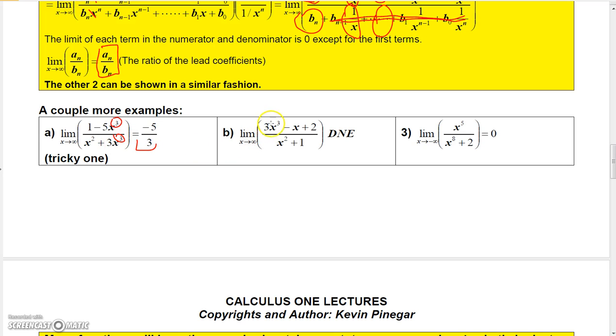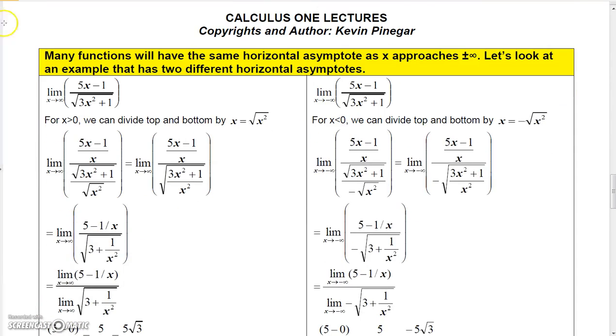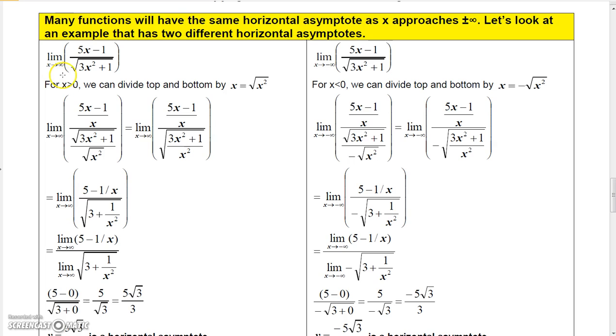This one, the degree of the top is larger than the degree of the bottom, so that limit does not exist. And on this one, the degree of the bottom is larger than the degree of the top, so it's 0. So there's a couple more examples. A lot of functions have the same horizontal asymptote as x approaches plus or minus infinity, but there are some functions that can have different asymptotes as x goes to infinity or -infinity.